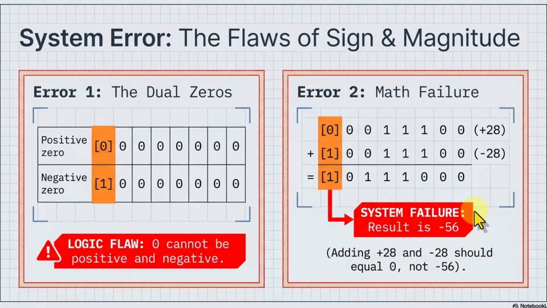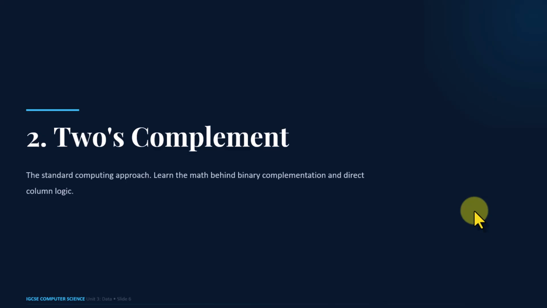So that is just the problem here, okay? That's why we are not using this method with the CPU. So what is the solution? What should we do? Computer engineers have created another method to store that, which is known as two's complement, okay? The standard computing approach for this.